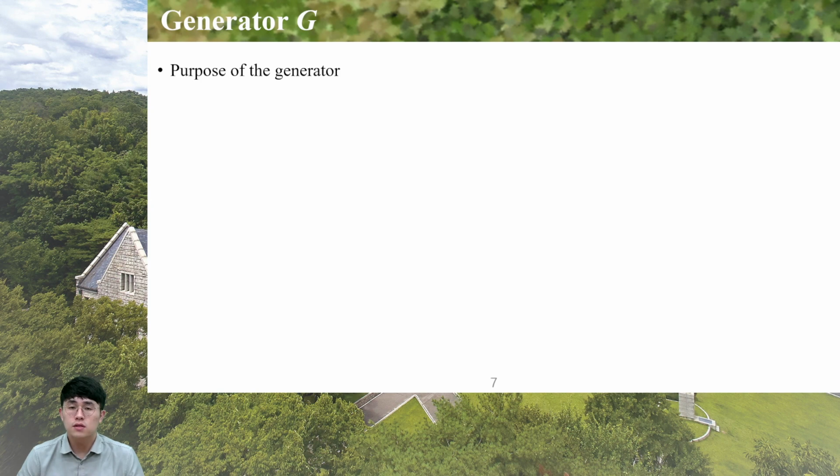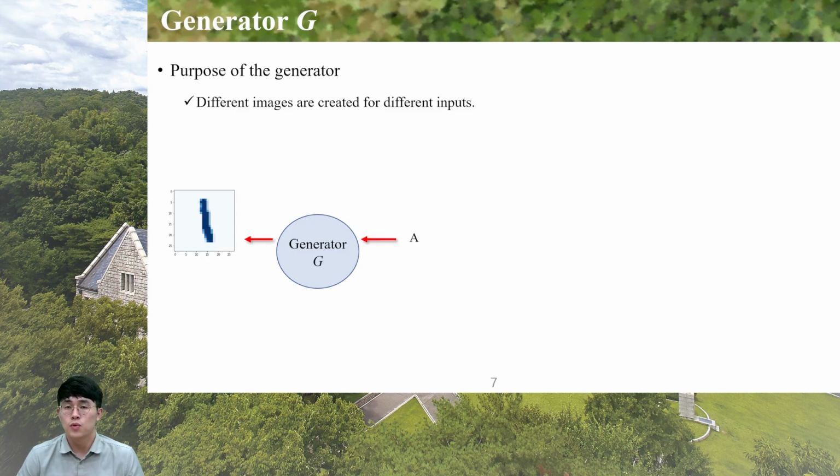So, what is the generator's training purpose? I can speak about two goals. The first is that when you enter a different input vector, it must generate different images. If you enter A and get a result of 1, like this, you must get a different result, such as 5, when you enter B.